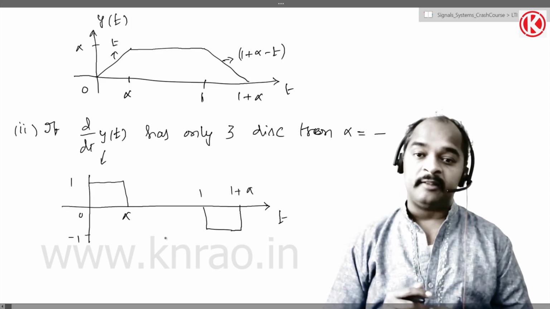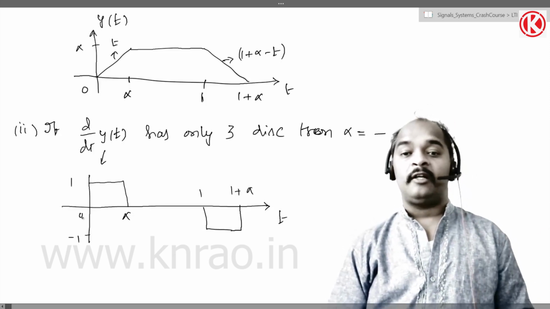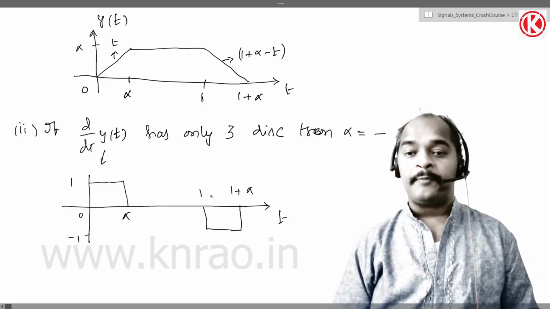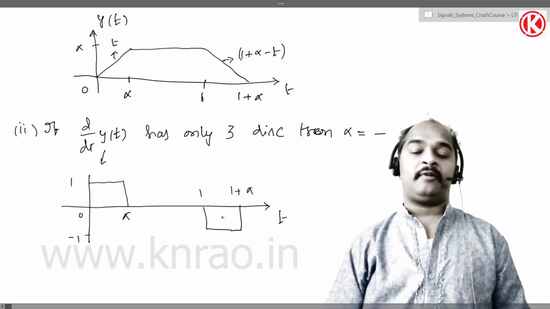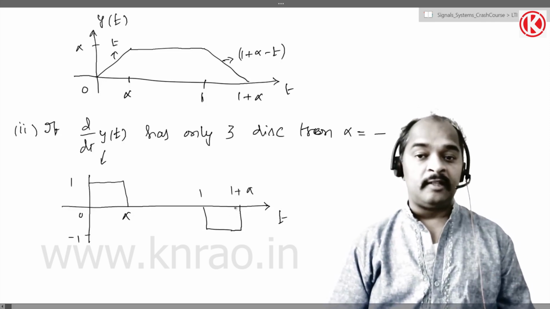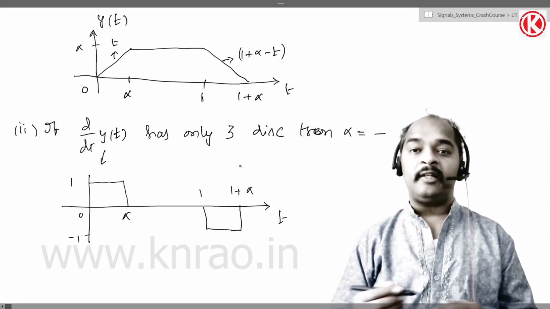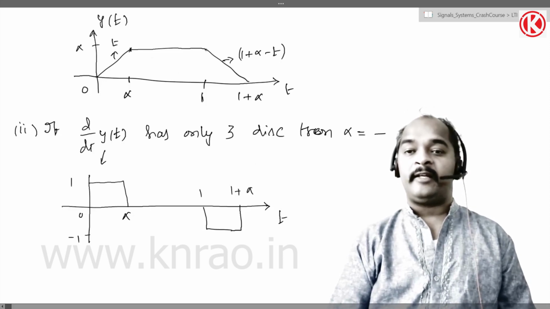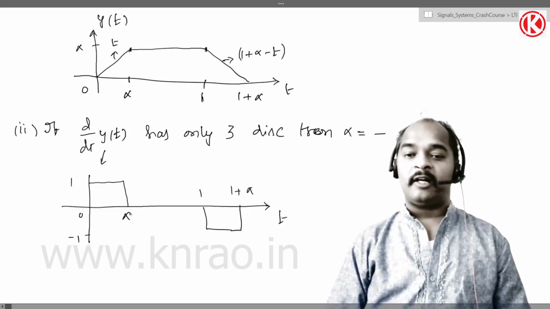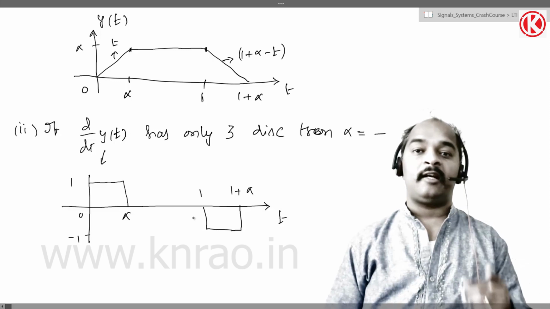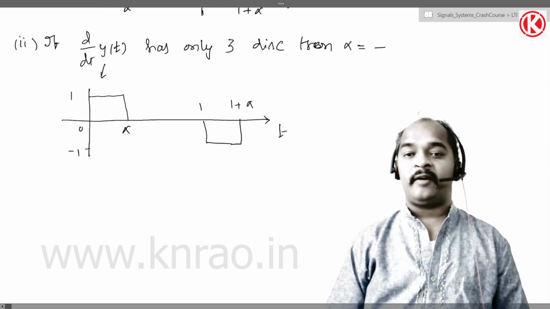But how many discontinuities does this differentiated version of y of t have? We have 4. Why? You have a discontinuity at 0, another at alpha, another at 1, and then a discontinuity at 1 plus alpha. So definitely we have 4 discontinuities, but the question is what should alpha be such that we have only 3. If you want only 3 discontinuities, what should happen? This point and this point should touch each other. So if they touch, this discontinuity and this discontinuity will merge to become a single discontinuity.